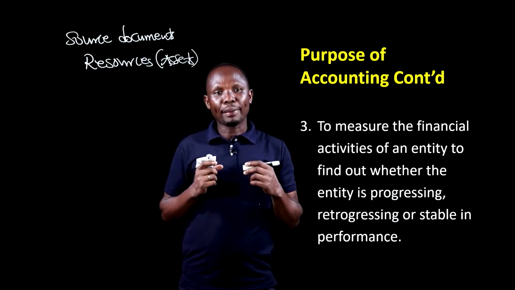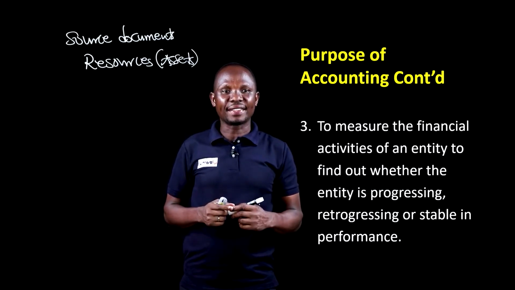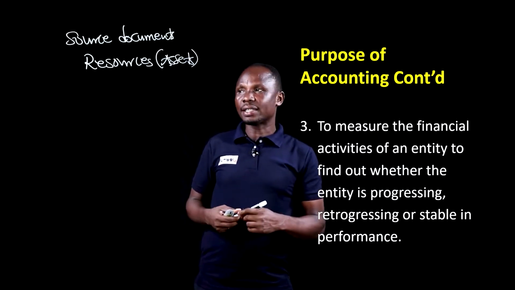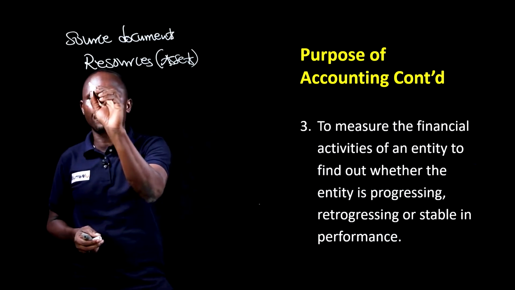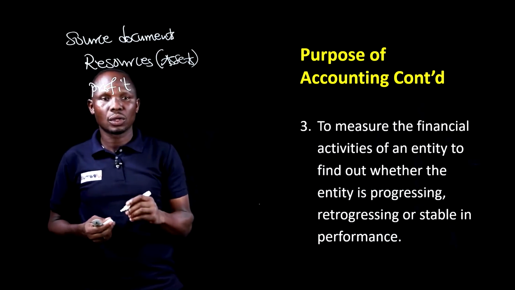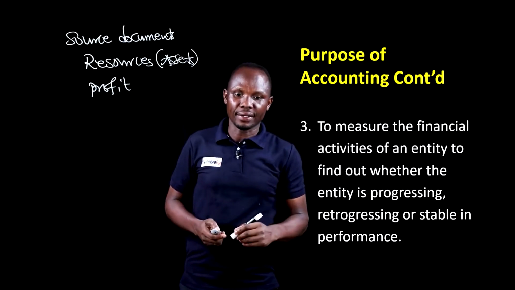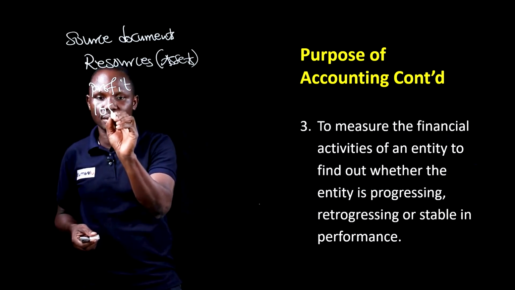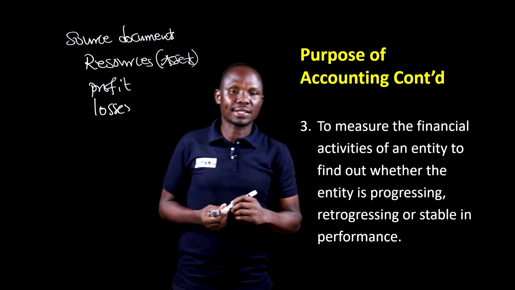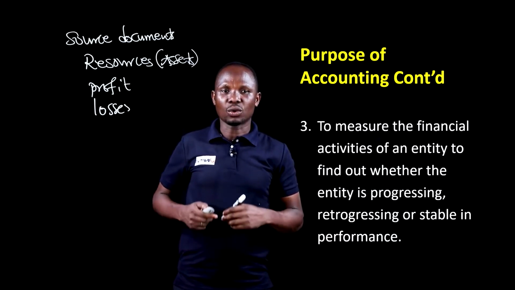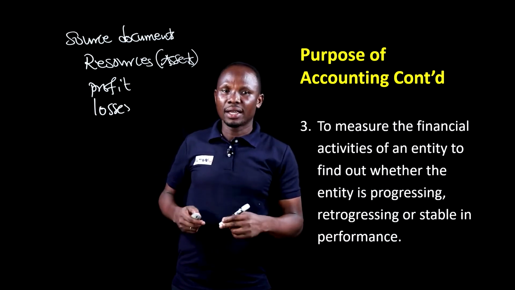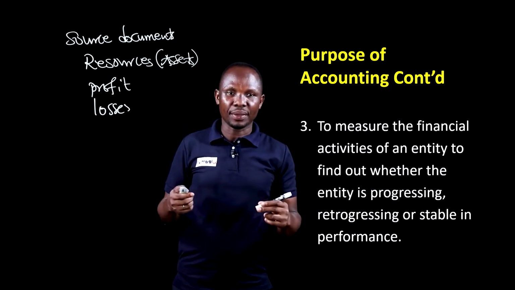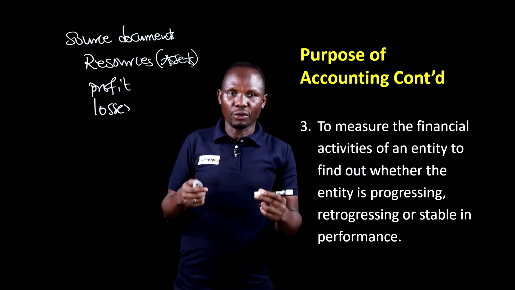3, to measure the financial activities of an entity, to find out whether the entity is progressing, that is, whether the entity is earning profits. Retrogressing, that is, whether the entity is incurring losses. Or stable in performance. That is, when you compare their performance in the last year to their performance in this year, the performance is what? Is the same. They have not progressed, they have not retrogressed.